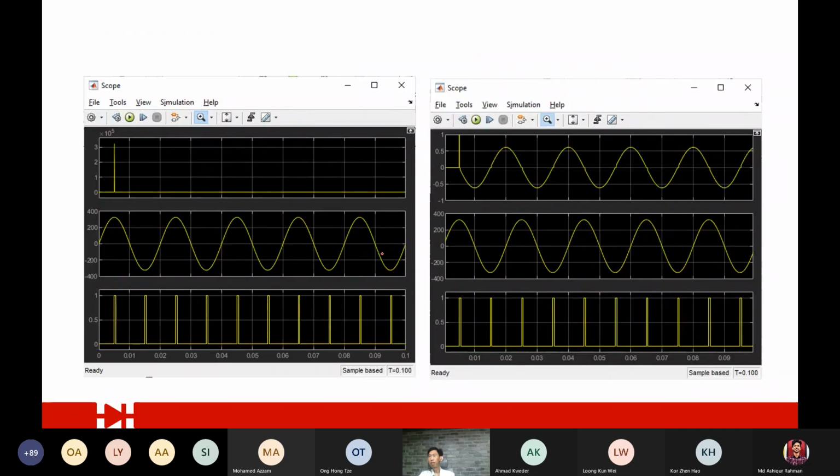Okay, and this is what happened. When we turn it off, there is no current flow. This is the voltage, and there's zero current.